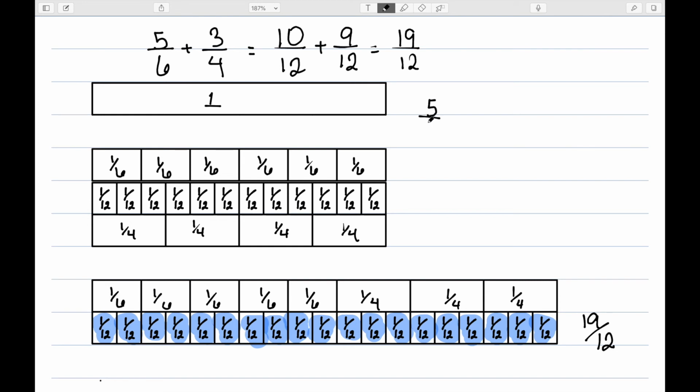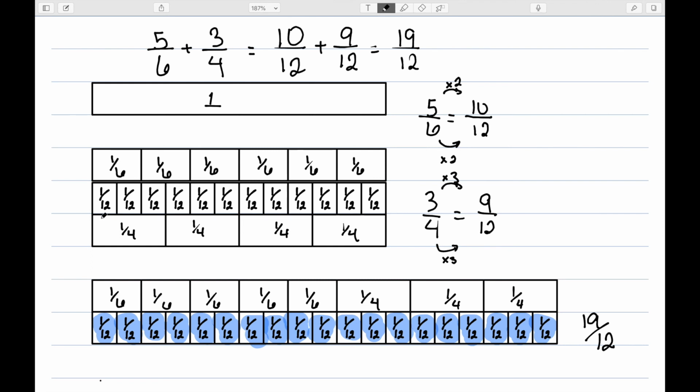A lot of times we think of rewriting this. We know the common denominator is 12, so we multiply both the top and the bottom of 5 over 6 by 2 to get 10 over 12. And that corresponds to taking each one of these 1/6 pieces and using 2 1/12 pieces to represent it. For 3/4, to get to a denominator of 12, we would need to multiply by 3. That would give me 9 over 12.